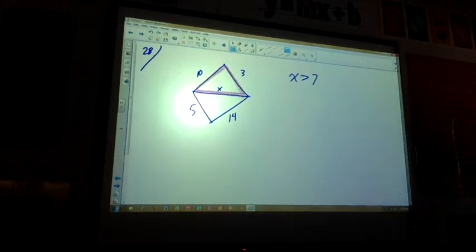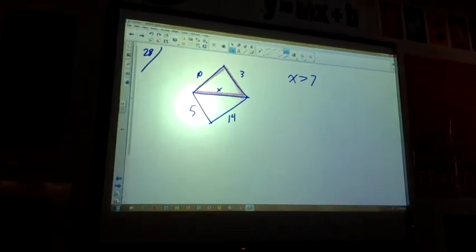Agreed? Yes. I thought you said it couldn't be equal to. It can be equal, it's an equal triangle. No, it's greater than 7. 7.0000 forever with a 1. Okay, that makes sense.